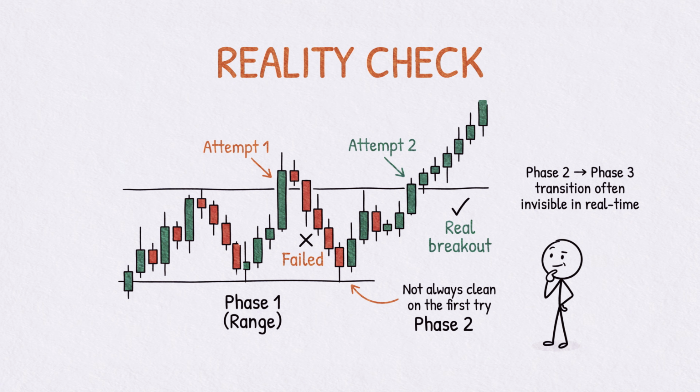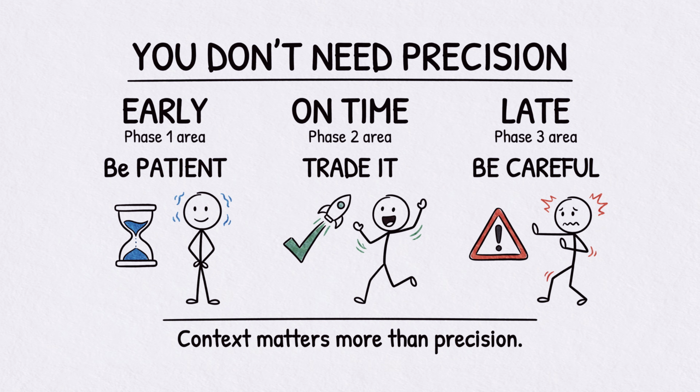One more thing about phases. In real time, the transitions aren't always clean. The breakout from accumulation into participation sometimes fails on the first attempt. Price breaks out, comes back into the range, and breaks out again later. And the shift from participation to distribution? You often only recognize it after the fact. That's why context matters more than precision. You don't need to pinpoint the exact phase. You need to know if you're early, on time, or late.